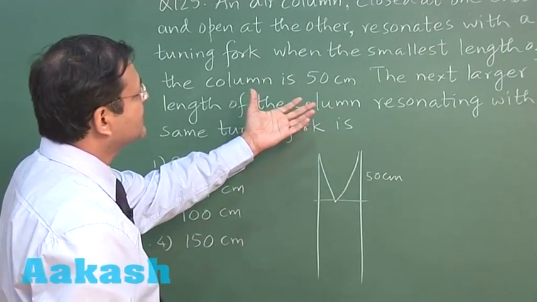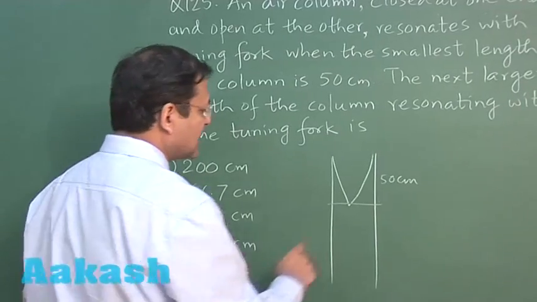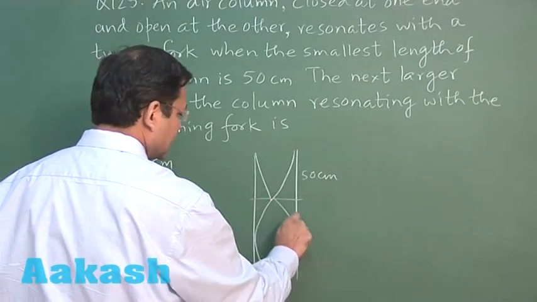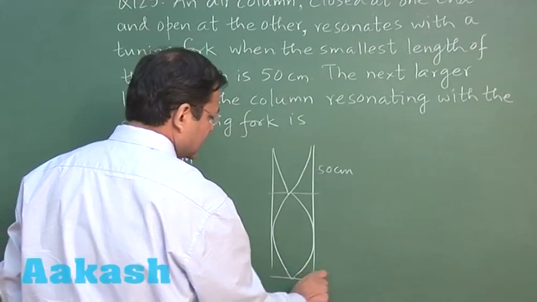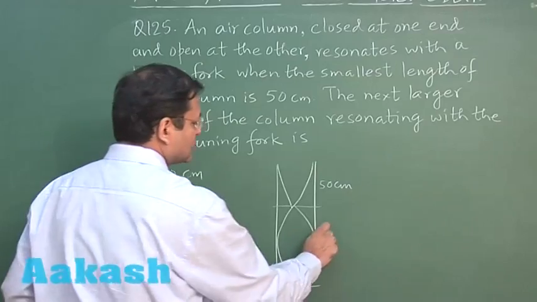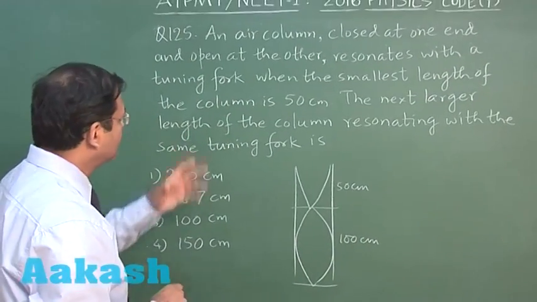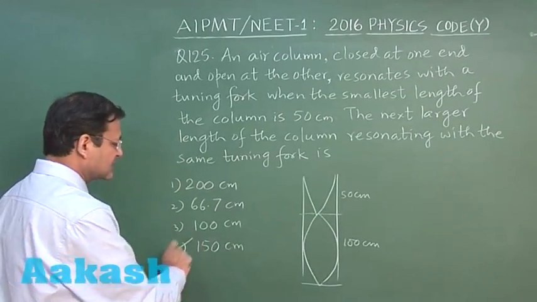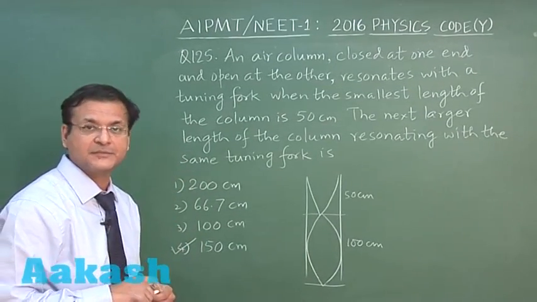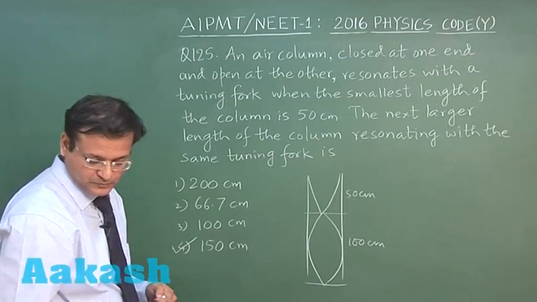Now it is asking you to calculate the next larger length of the column resonating with the same tuning fork. So next larger length, as you have seen in the resonance tube experiment. So this is the next larger length. So 50 is this and 100 will be this. So in total, the total length of the pipe will be 150 centimeter for this particular question. So I will be marking answer 4 for this question 125. Now let us look at the next question, that is question 126.